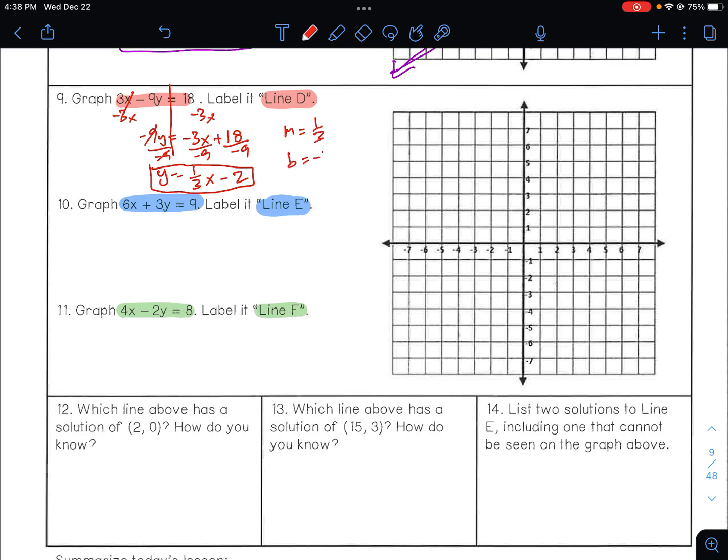Y-intercept is negative 2. So, start at negative 2. Slope of 1 over 3, rise 1, run 3. Rise 1, up, can't do it. Rise 1, run 3, backwards. Run 3. All right, there we go. So, something like this, I guess. They want us to call it line D.